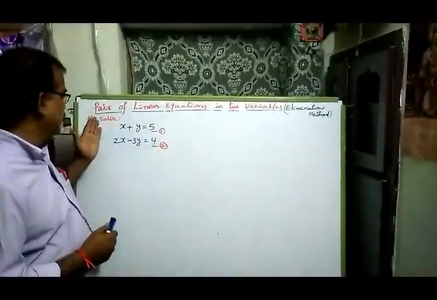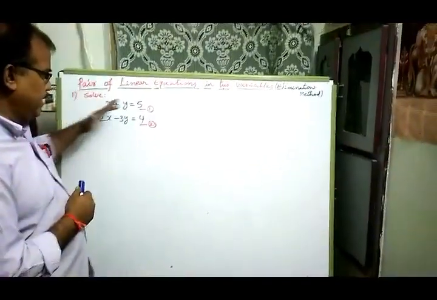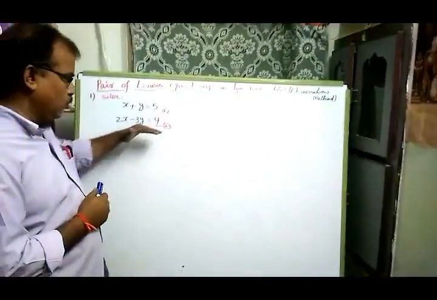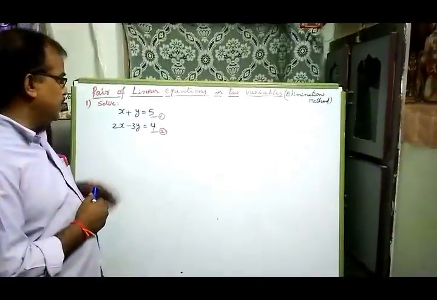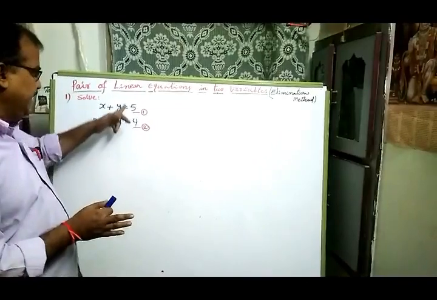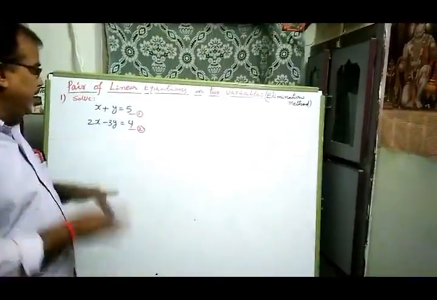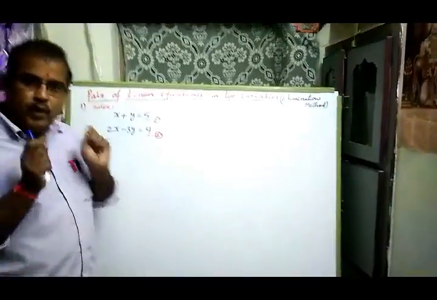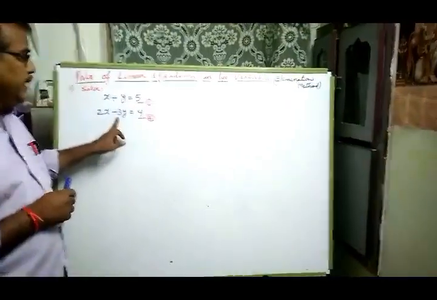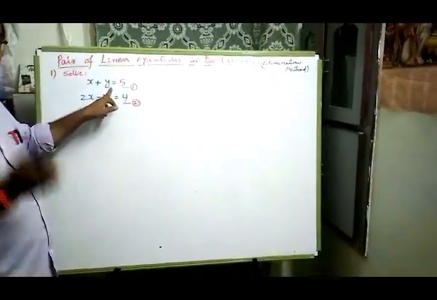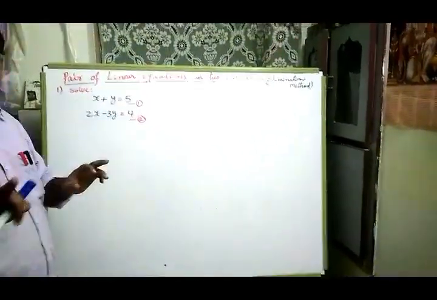Elimination method. Here a pair of two linear equations is given: x plus y is equal to 5 and 2x minus 3y is equal to 4. This method is called the elimination method. We have to eliminate either y or x. Before eliminating, the very important thing is that here the coefficient of y is 3, and here also the coefficient of y is 3. Then our elimination is very easy.